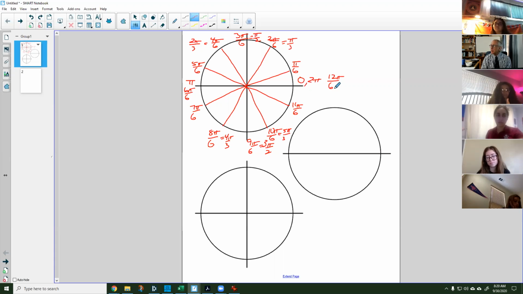So we've just divided from 0 to pi into 6 pieces, and then from pi to 2 pi into 6 pieces. And this gives us all of our pi over 6 angles. Are we pretty okay with that? We're pretty okay with that. All right.